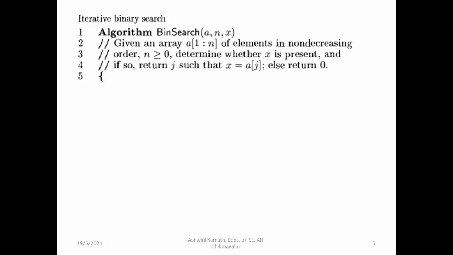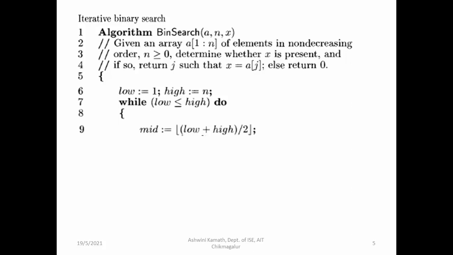Again, here the array index varies from 1 to n. Low is equal to 1, high is equal to n. Low is the initial index, high is the last index. While low is less than or equal to high, this is the major condition. Low must be less than or equal to high. If that is the case, mid is equal to (low plus high) divided by 2.